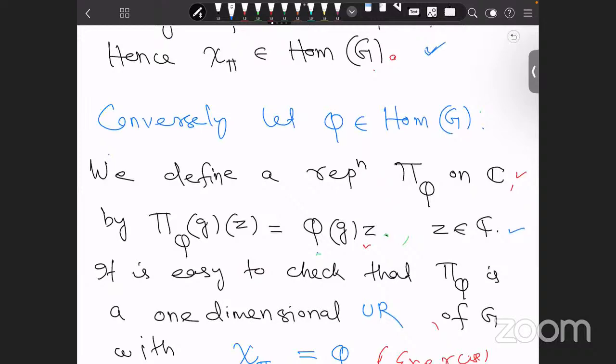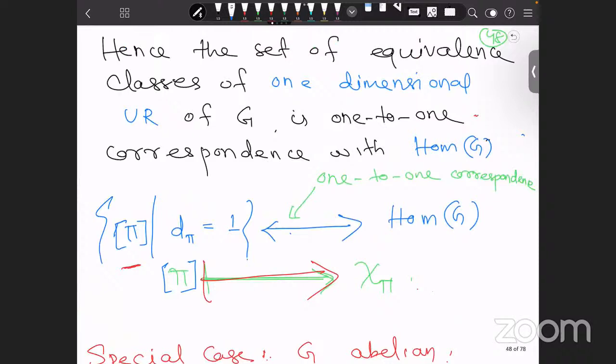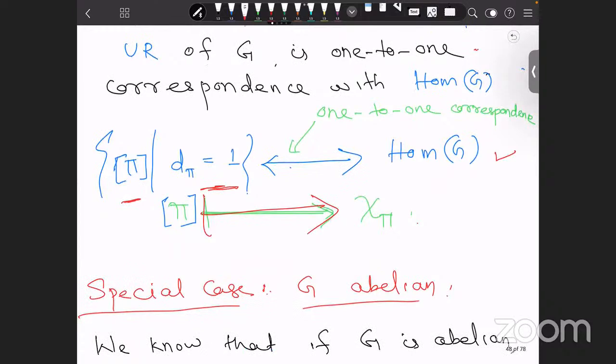So what essentially this discussion says is that if you look at the one-dimensional unitary representations of G, they are in one-to-one correspondence with homology. Hence the set of equivalence classes of one-dimensional unitary representations of G is in one-to-one correspondence with homology. This is the collection of all equivalence classes which have dimension one. And what is the map? You look at the equivalence class of pi, and you simply map it to chi pi.